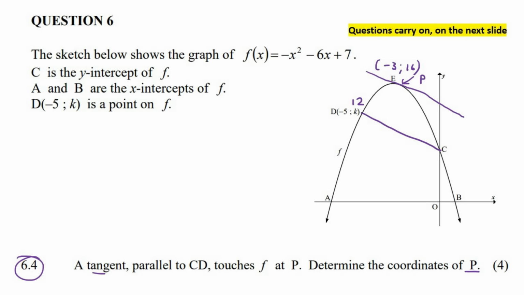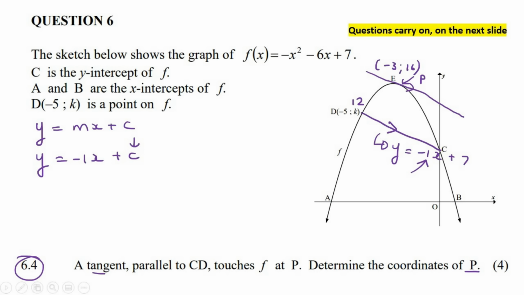Now, we don't know the equation of the tangent, but we know that it's a straight line, mx plus c. We do know its gradient. How do we know its gradient? Well, they said that it's parallel to this line, and we know the gradient of this line. Remember, we worked out its equation, y equals negative 1x plus 7. So this one's gradient is negative 1, and so this one's gradient is also negative 1, because they are parallel. But we don't know the c value, but that's okay for now.